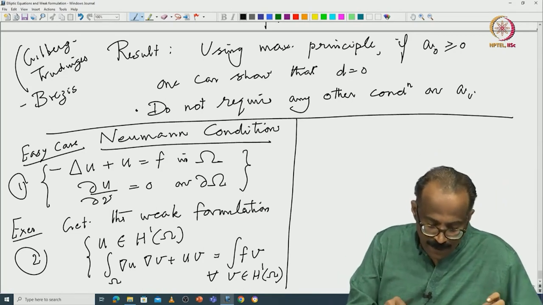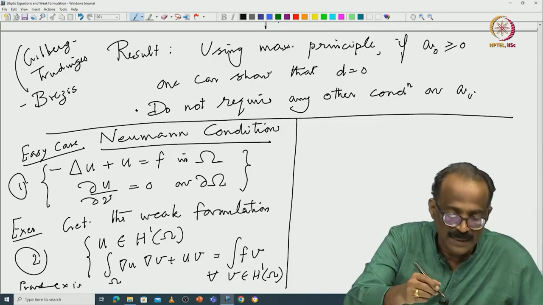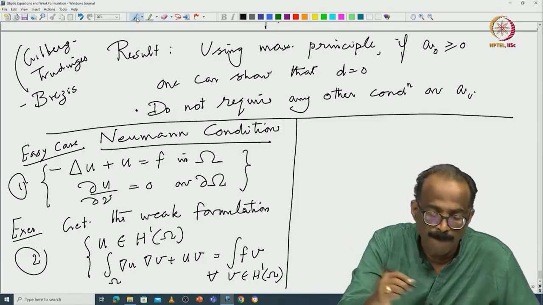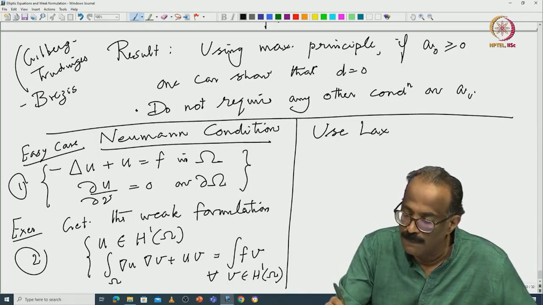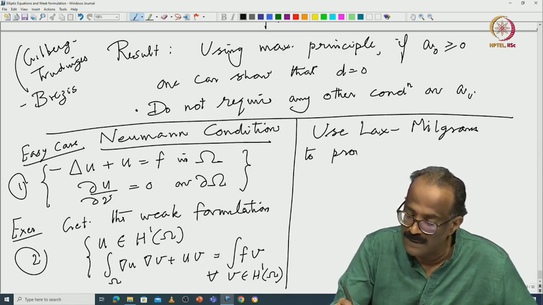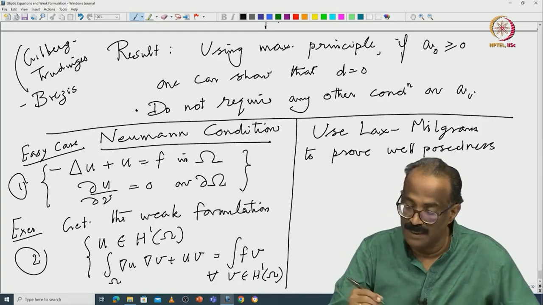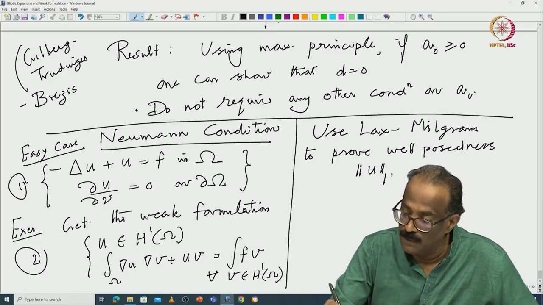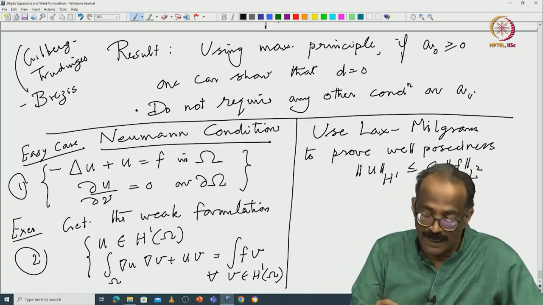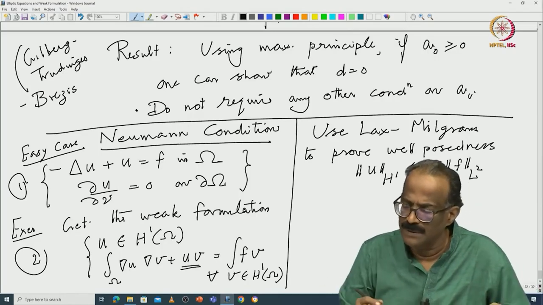All right. And what is the proof of existence and uniqueness? Maybe I will illustrate. The exercise is to use the Lax-Milgram lemma to prove well-posedness. I write well-posedness means existence, uniqueness and estimate. And this estimate you have to prove, the H1 norm is less than or equal to a constant times the norm. But this is easier in the sense that you do not require the Poincare inequality because of that. So it is exactly the norm which you are proving.